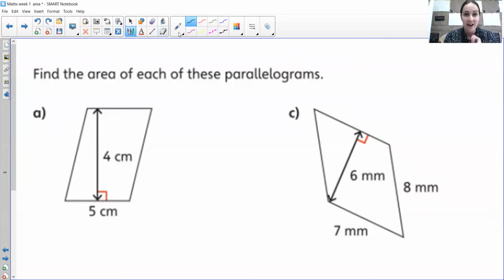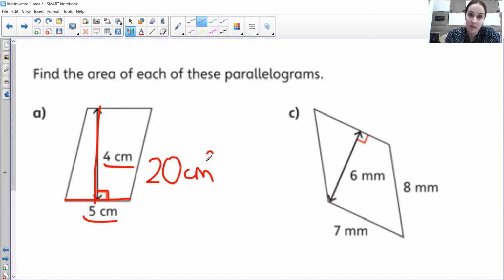Right then, let's go through this. So if we look at A, A is nice and easy because they've only given you 2 measurements. So here is the base, here is the perpendicular height, and I know that because they've helpfully told me that they meet at a right angle. So I need to do 4 times 5, which is 20. What would my units be? Centimetres squared, because it's centimetres times centimetres, 2 dimensions.